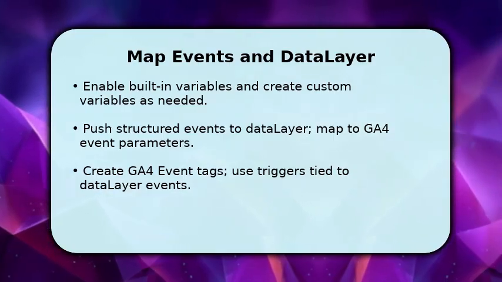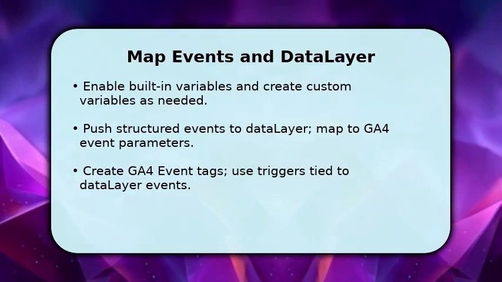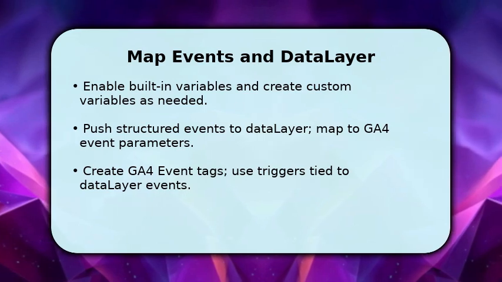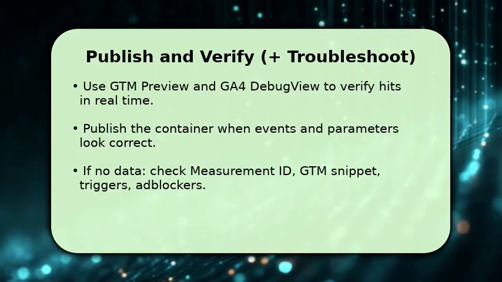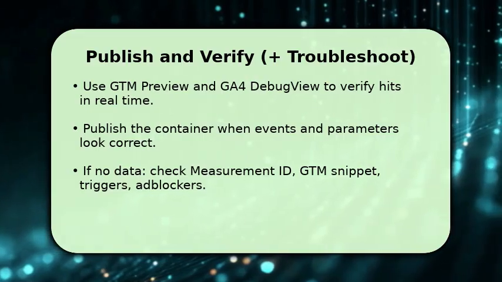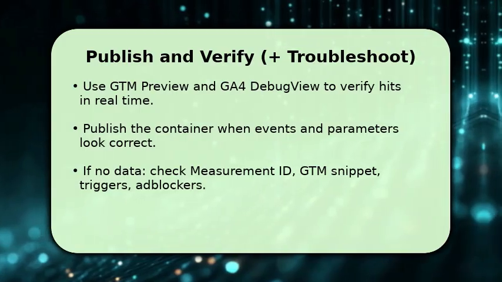Use precise triggers that match your data layer event names. Test iteratively in preview to confirm parameters arrive correctly. Finalize by validating and publishing. Enter GTM preview mode and perform site actions while watching GA4 debug view to confirm events and parameters appear.